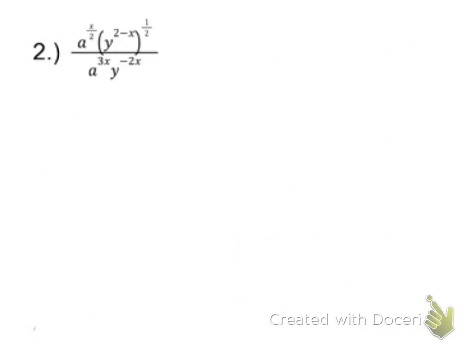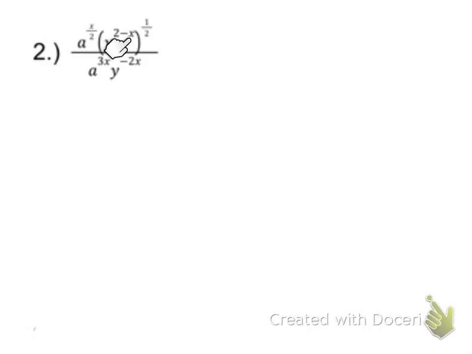Okay, next problem. That is a to the x over 2. It's a little fuzzy on the screen. Parentheses, y to the 2 minus x power. End your parentheses with a 1/2 power. Oh boy. Over a to the 3x, y to the negative 2x. That's x over 2.